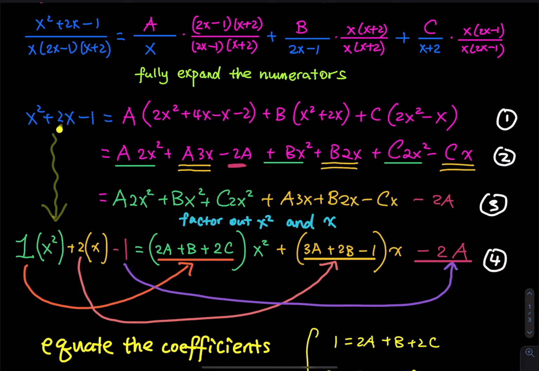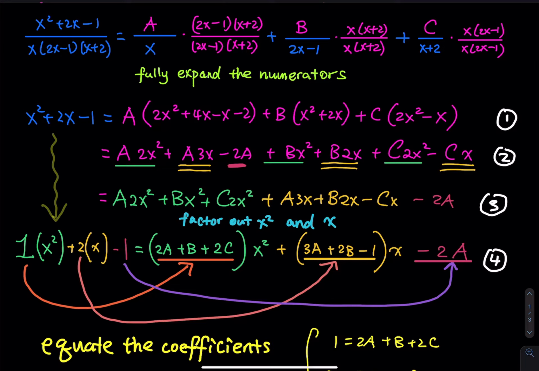When you bring this down, what is the coefficient of x squared? The coefficient of x squared is 1. The coefficient of x is 2. The constant is negative 1. Or we can say the coefficient of the second power is 1, the coefficient of the first power is 2, and the constant is negative 1.